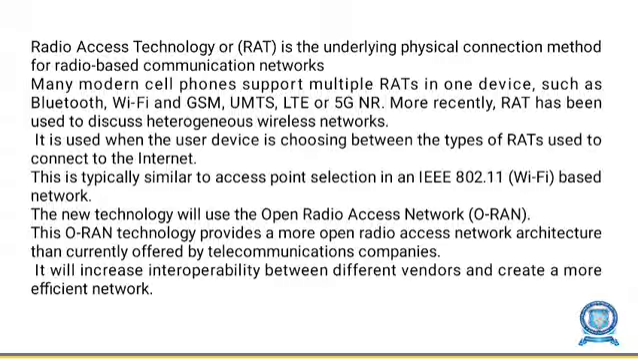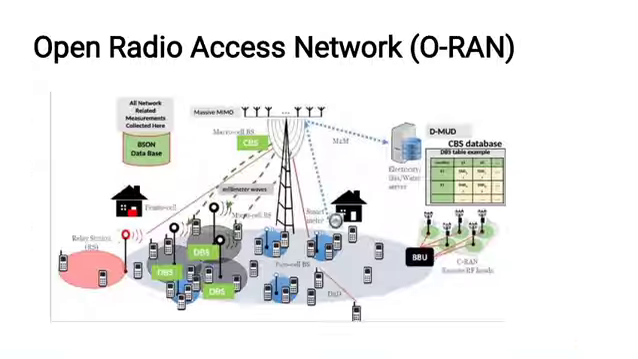It is used when the user device is choosing between the types of RAT to connect to the internet. The typical access point selection is in IEEE 802.11 based networks. The new technology used is open radio access network. It will increase the interoperability between different vendors and make things more efficient.